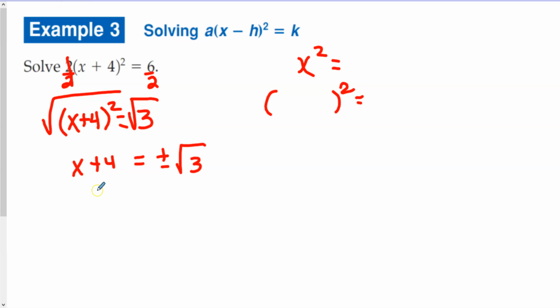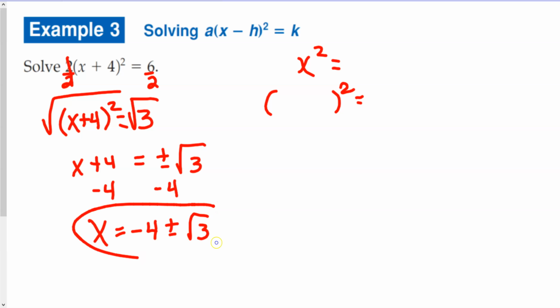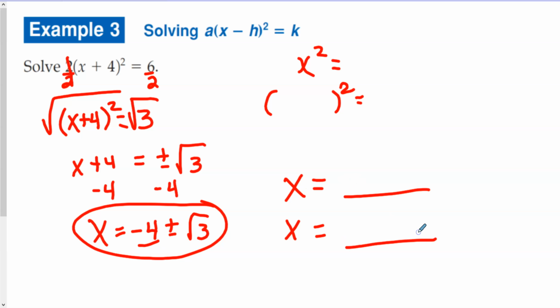And you can solve for x by subtracting 4 from both sides. You get x equals negative 4 plus or minus the square root of 3. And that's it. Those are your two solutions. Now technically you could write out the two solutions and figure out what negative 4 plus the square root of 3 is as a decimal number, and what negative 4 minus the square root of 3 is, but this answer is just as acceptable.